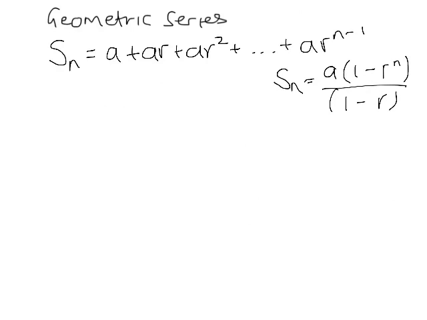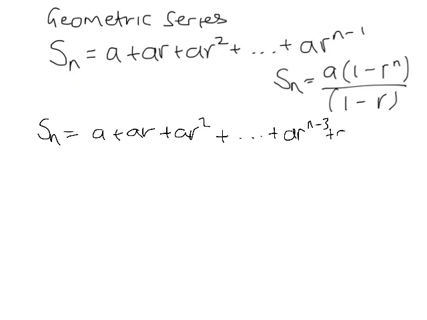Now, for the proof of this, you need to remember how to do this. So if we write out our series like this, let's just write this out again with a few more terms in it. So the sum of the first n terms, we're just going to put a few more terms at the end. So the last 3 terms are AR to the n minus 3, AR to the n minus 2, and our nth term AR to the n minus 1.